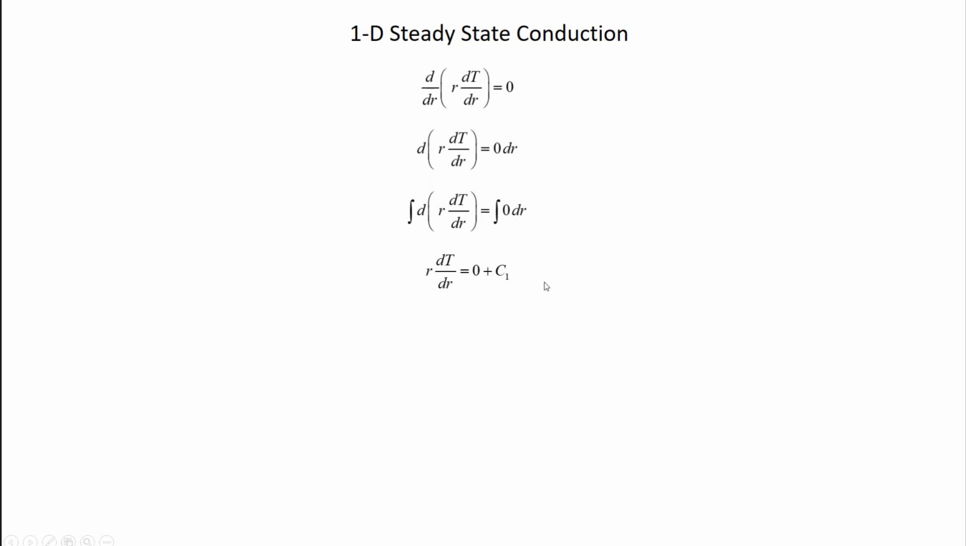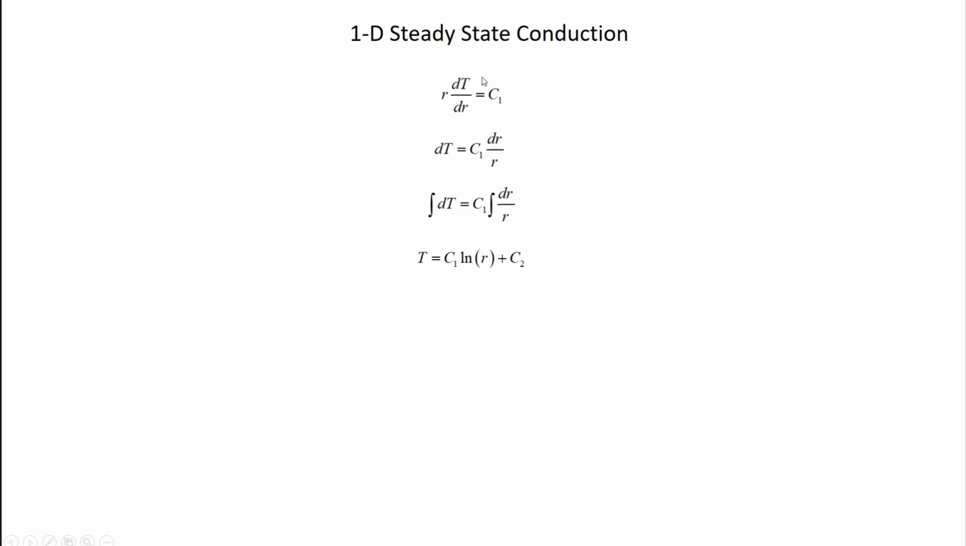I'm left with another differential equation. This one is first order instead of second order, but it's also separable, right? So I bring the dr and the r over to the right side, and again I integrate both sides. The integral of dT is just T. The integral of dr over r is the natural log of r, and one more constant of integration. And here's my solution, right? This is a general solution to the differential equation.